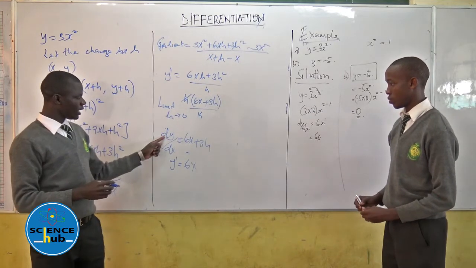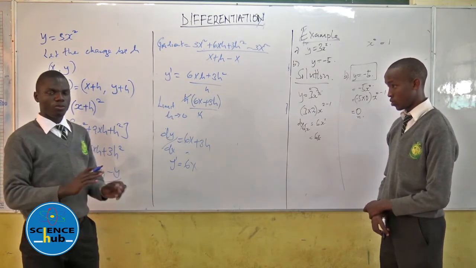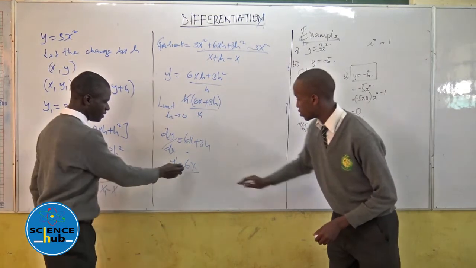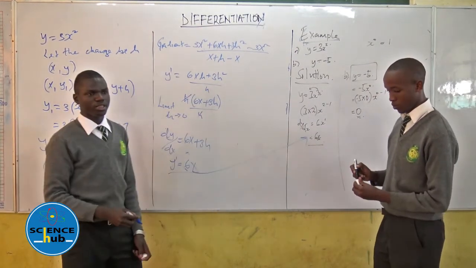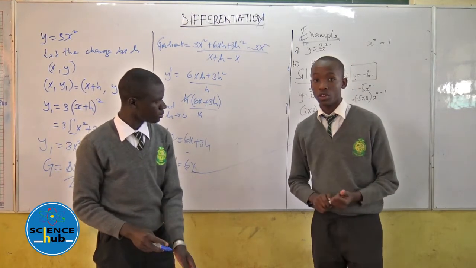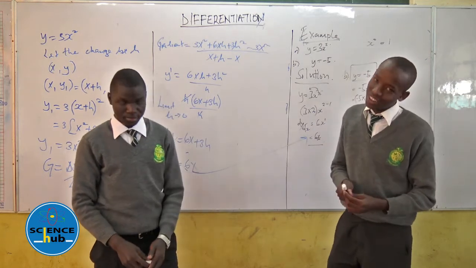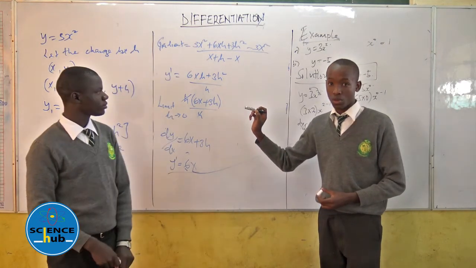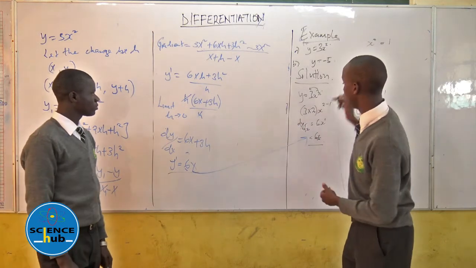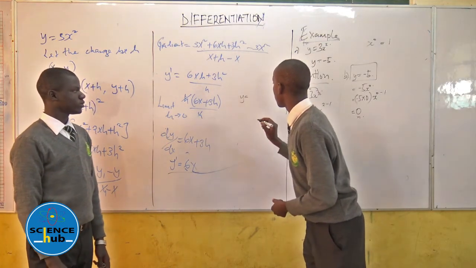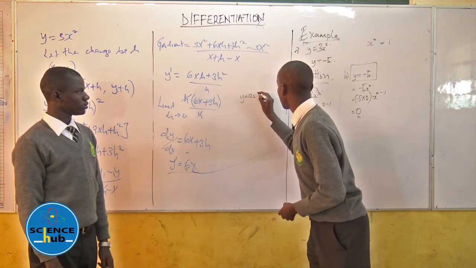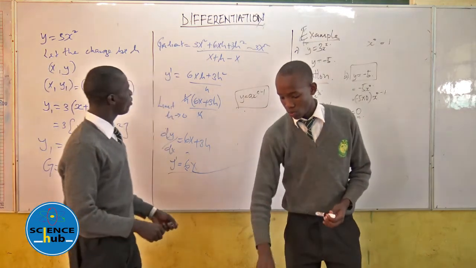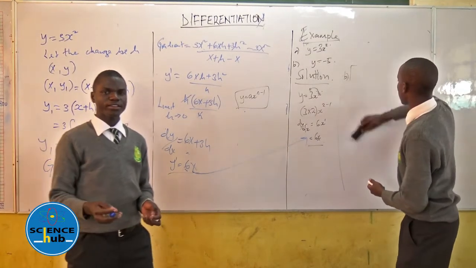Take note that dy over dx is the same as y raised to n, which both of them are the gradient function. And that's why we have this. This one is the same as this one. You see the formula. So we have two ways of getting the gradient function: through the derivative method and this formula method.